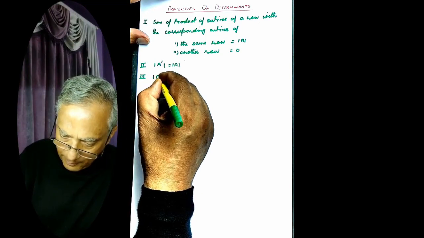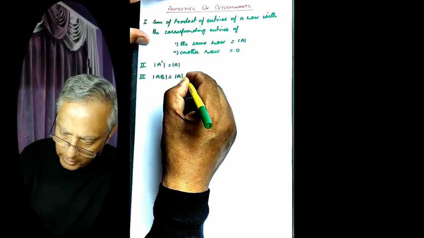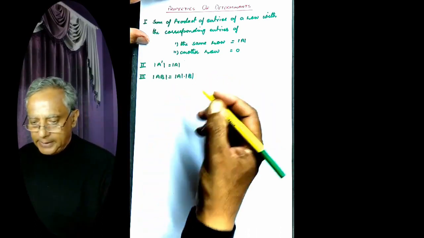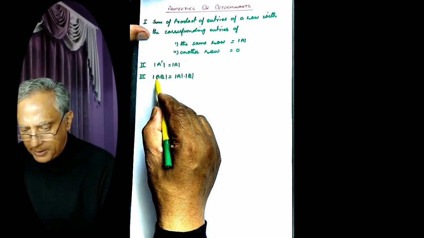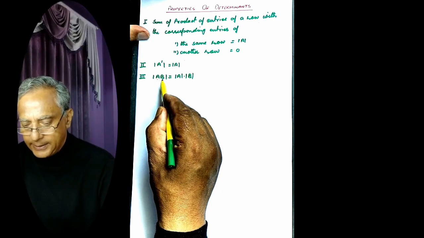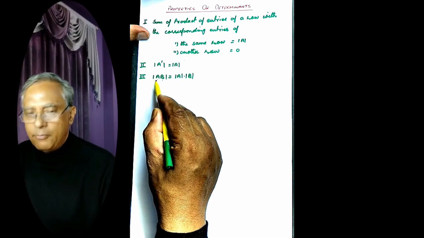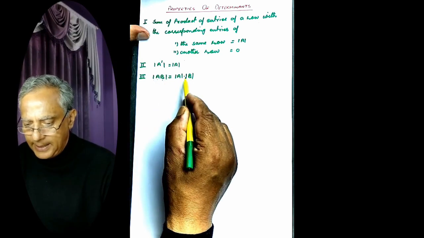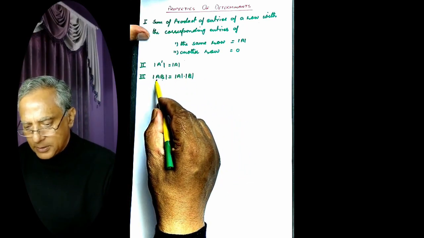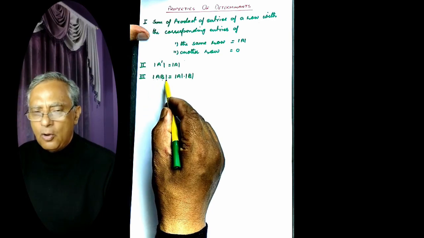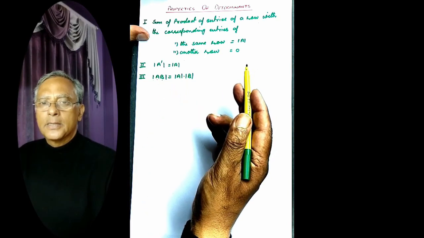And third is determinant of AB is equal to determinant of A into determinant of B. That is, if we find the matrix multiplication of A and B first and then find the determinant, or we find the determinant of A separately and determinant of B separately and multiply them, the result will be the same.